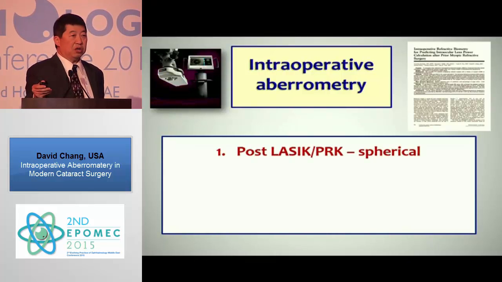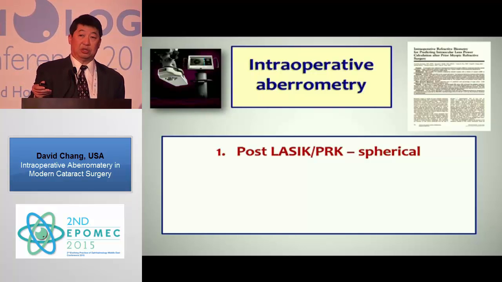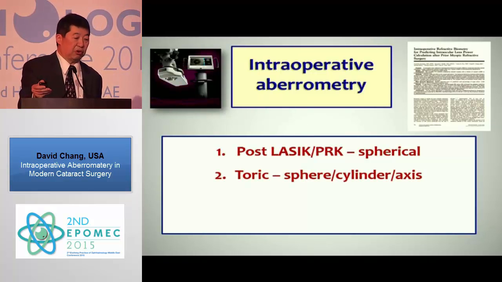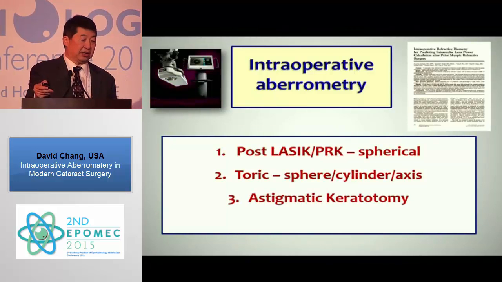So where do I use this currently? I use it for post-LASIK patients. I do the spherical power for it. Certainly for every toric patient I'm using it, because I get a confirmation of, do I want to put in this spherical power, this cylinder, and this axis?